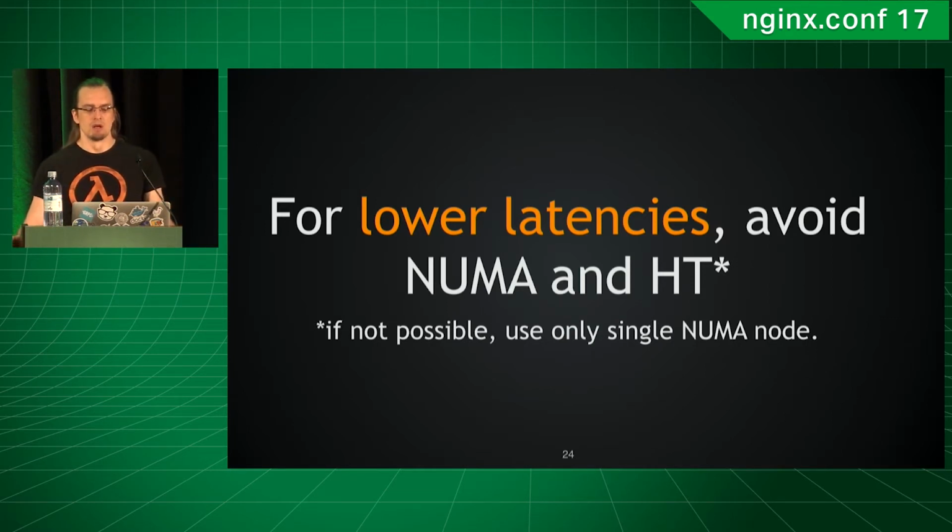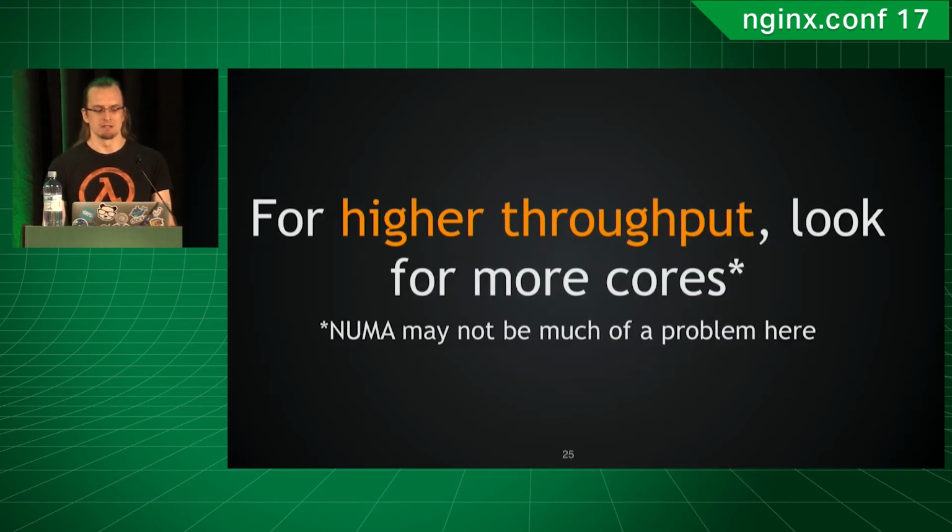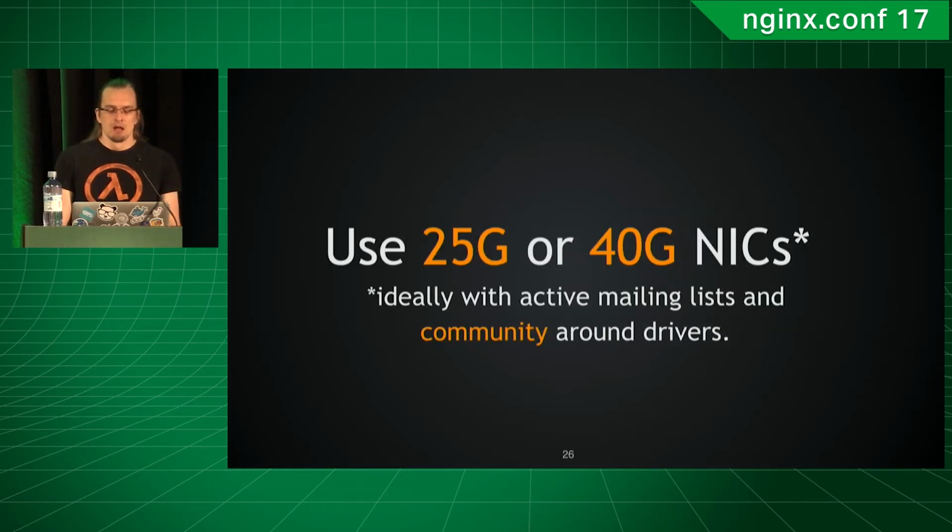You want to probably disable HT. If you still have multi-node servers, try utilizing only a single node. That will help with latencies on the lowest levels. For high throughput, look for more cores. More cores are generally better. And maybe NUMA is not that important here, maybe.